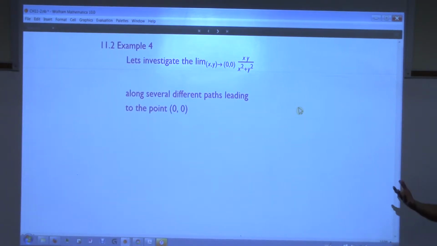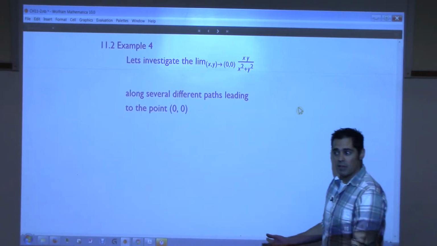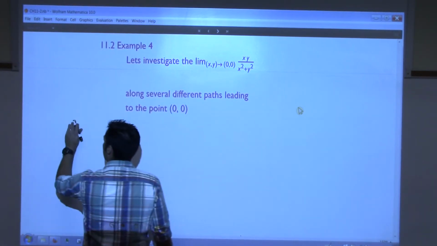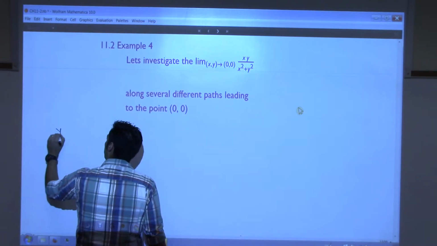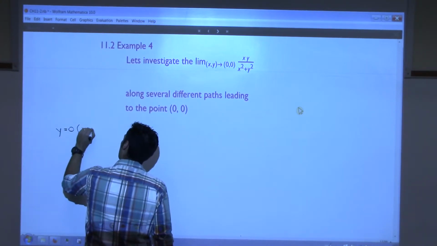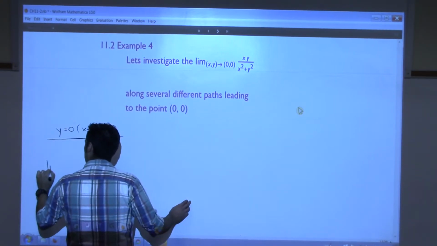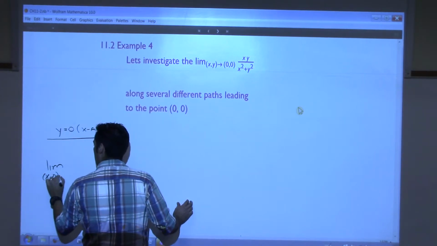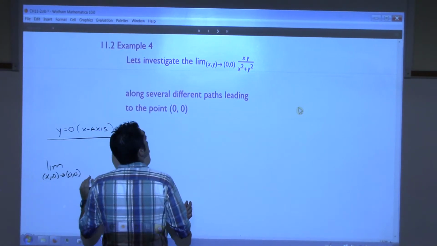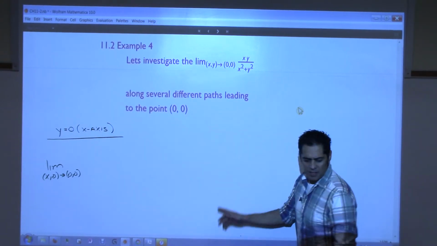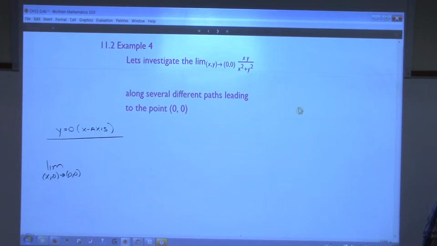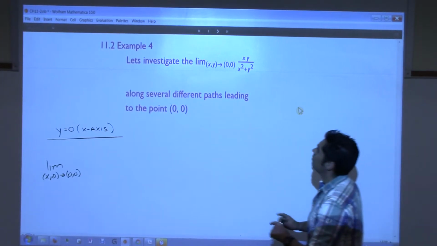So let's go back to our usual approach. Always start with maybe the x-axis, then go to the y-axis. If I'm going to go along the x-axis, I'm going to let y be 0 first, right? This limit is going to be the limit as (x, y) approaches (0, 0) of, now replace y with 0 in there. And what do you get? On the top you get 0, right?